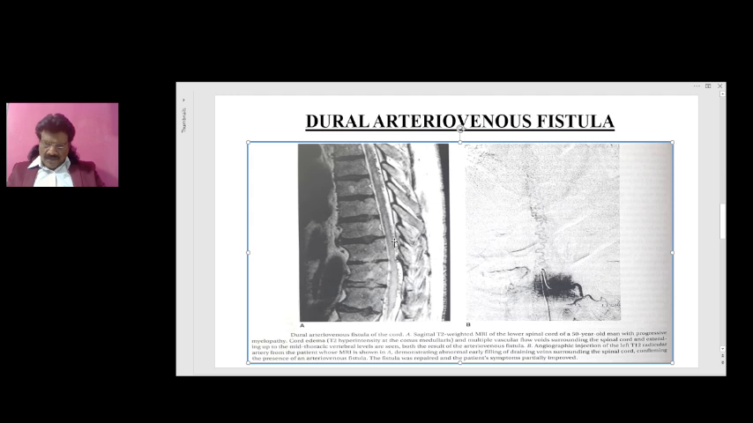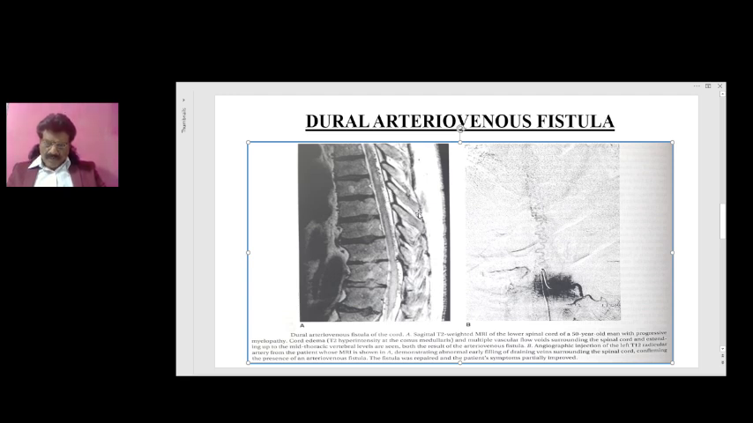Dural arteriovenous fistula of the cord is shown in the sagittal T2 weighted MRI image of the lower spinal cord with progressive myelopathy. You can see the T2 hyperintensity at the conus medullaris and multiple vascular flow voids surrounding the spinal cord and extending up to the mid-thoracic vertebral levels, resulting in the arteriovenous fistula. So this is very characteristic.